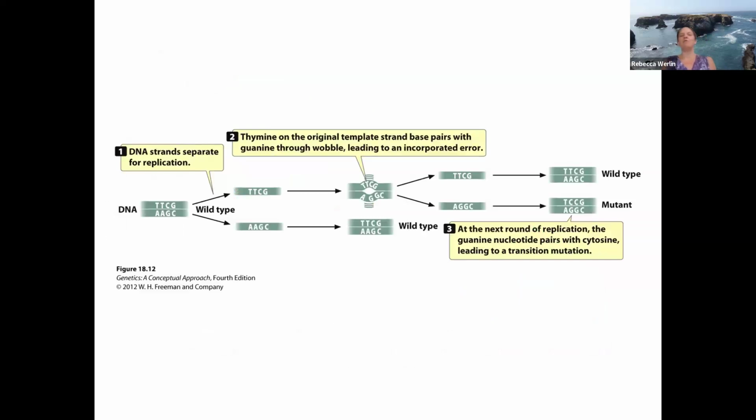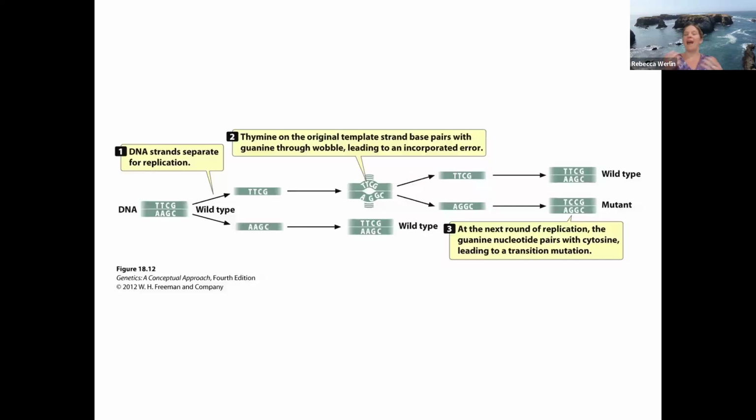So again, what happens is DNA is replicated, and while DNA polymerase is really good at checking, it says do these things, hydrogen bond correctly, sometimes there is a mistake. And so here you can see thymine on the original template strand base pairs with guanine through wobble, there's just a little bit of hydrogen bonding, and you can see there's a bulge. But what happens is, nothing caught it.